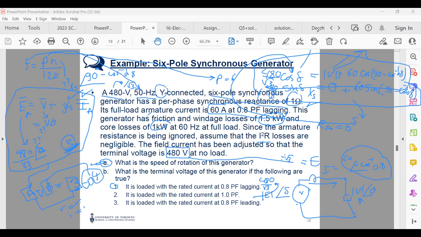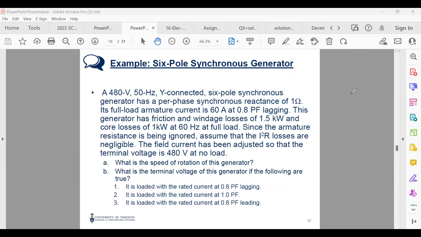Another thing, and this is actually what they used here in the textbook to solve, is to use the phasor diagram. So from the phasor, you have V, and this is lagging, and then you add the 90 degrees. And this is E. Okay, this is jXS IA.